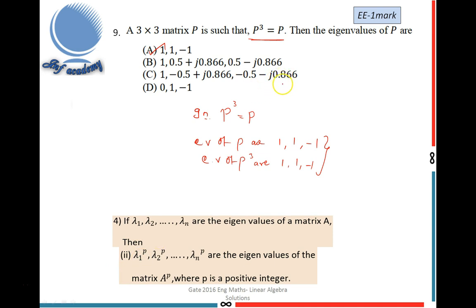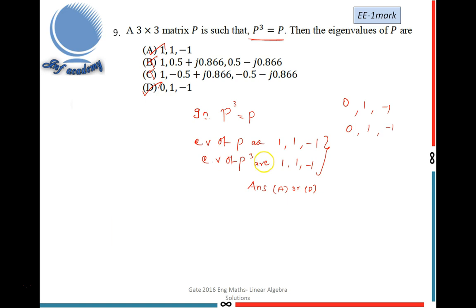Options B and C do not satisfy this condition. But D also satisfies this condition, because suppose eigenvalues of P are 0, 1, minus 1, then eigenvalues of P cube are 0 cube 0, 1 cube 1, minus 1 cube minus 1. So option D also satisfies the condition P cube equal to P, where the eigenvalues are equal. So in this problem, the answer is A and D. Next, move on to the 10th problem.